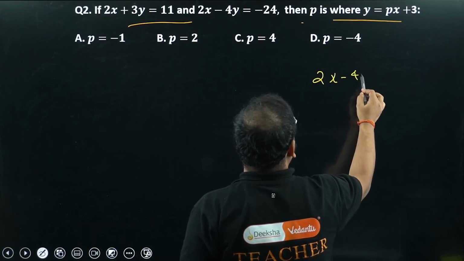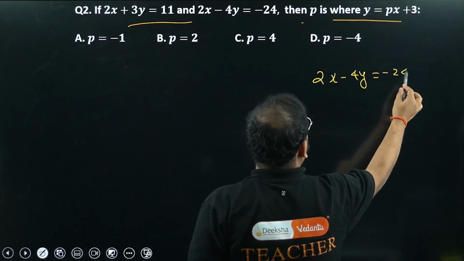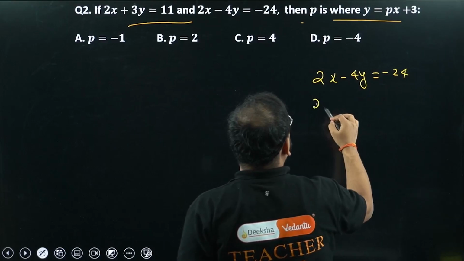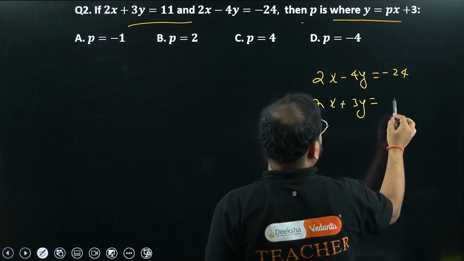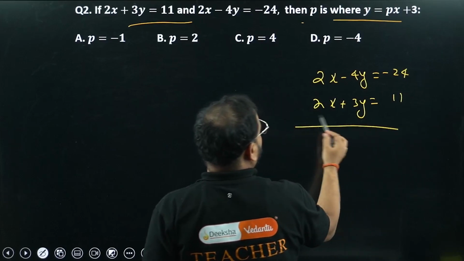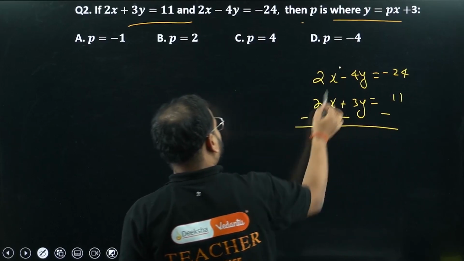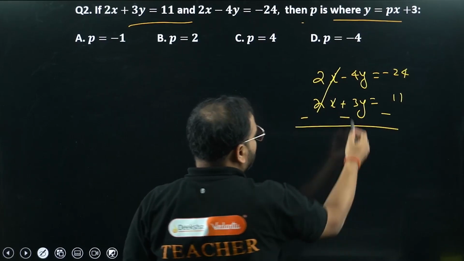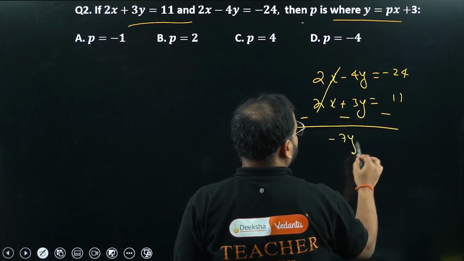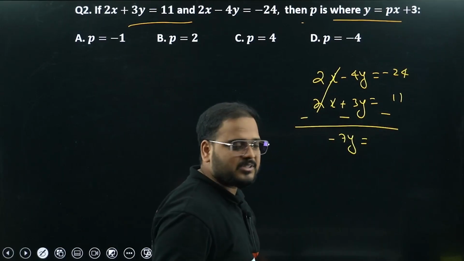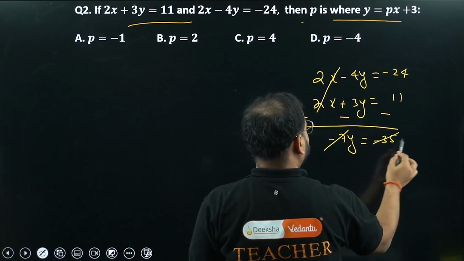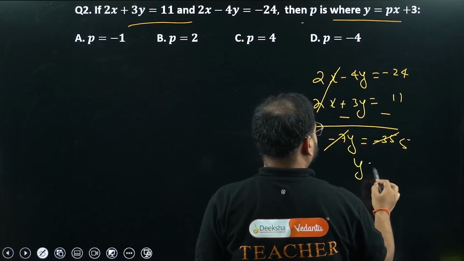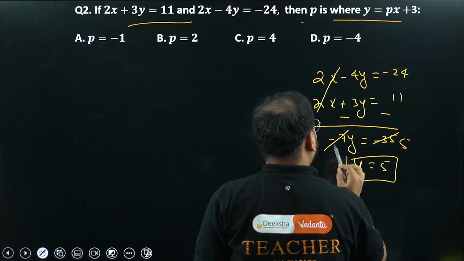2x minus 4y equals minus 24 and 2x plus 3y equals 11. Please take the difference, minus, minus, minus. This goes out, 2x minus 2x, minus 4y minus 3y is minus 7y, and minus 24 minus 11 is minus 35. So if you see, it cancels with 7, 5 times, y equals 5.